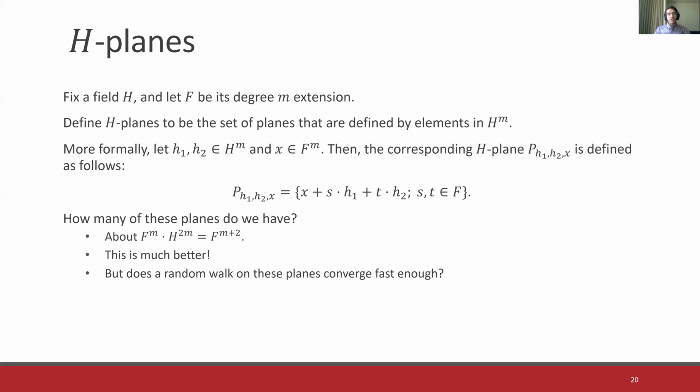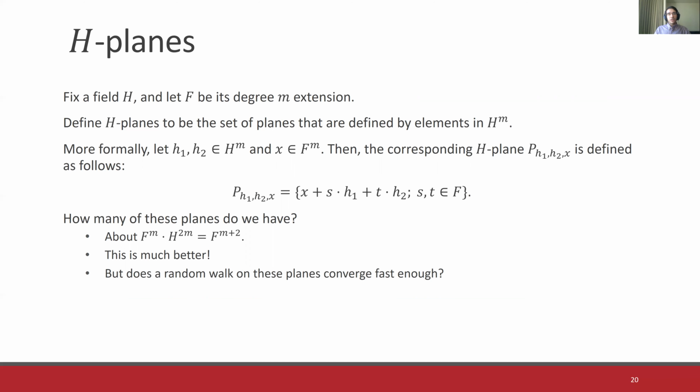So suppose we have H1 and H2 in H to the power M and X in F to the power M. Then the corresponding H-plane is defined by the set of points that we can write as X plus S times H1 plus T times H2, where S and T are coming from F.